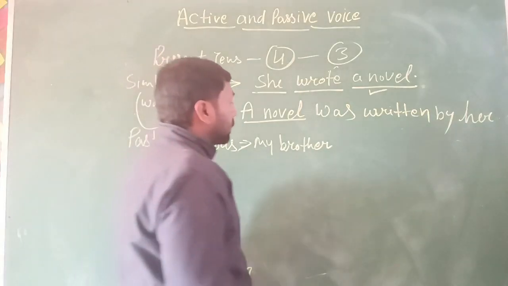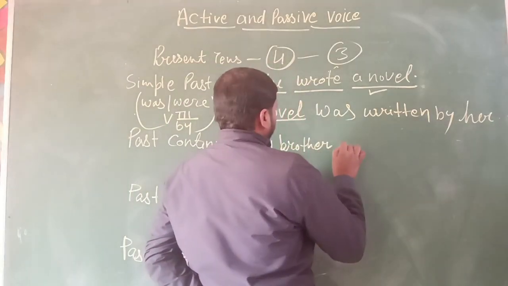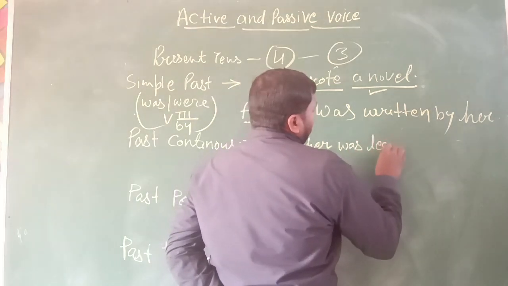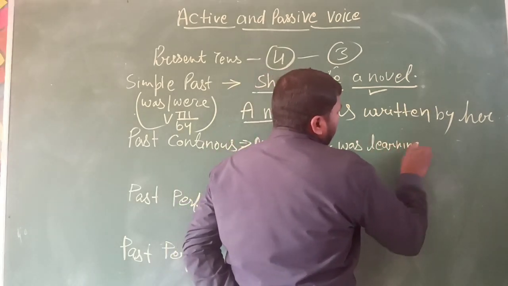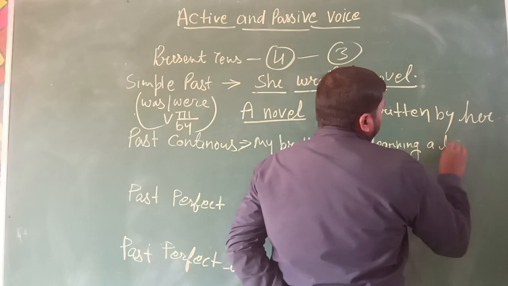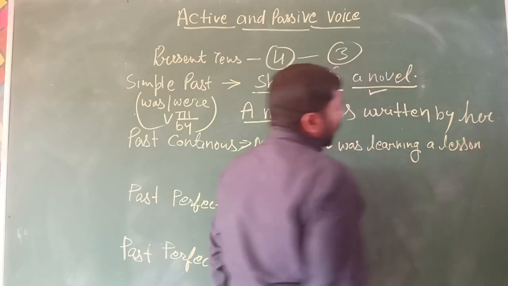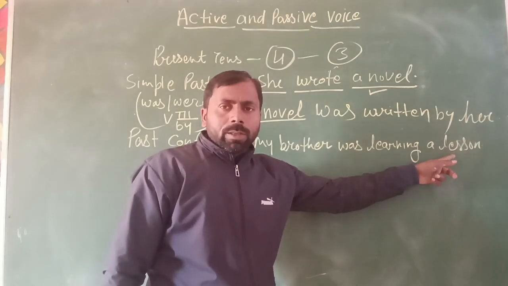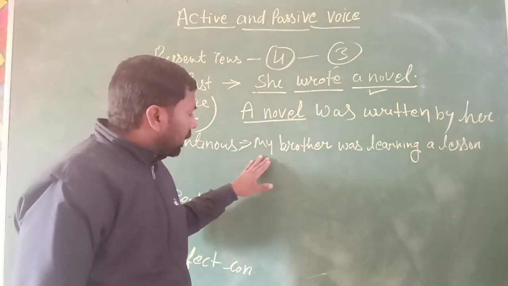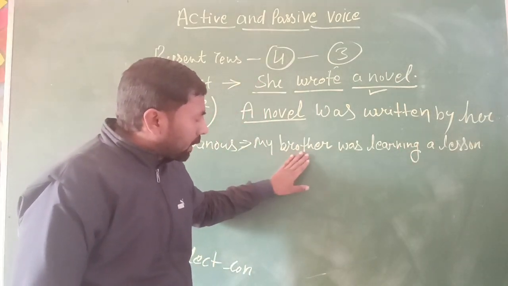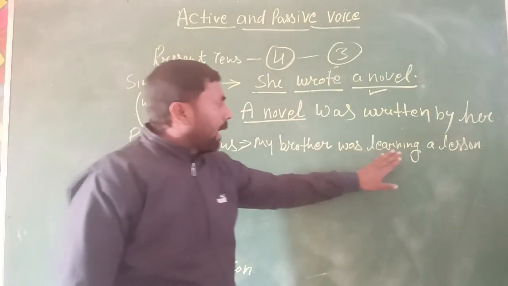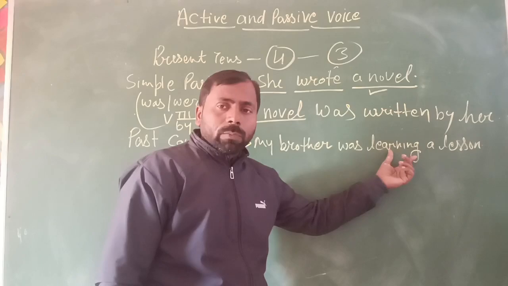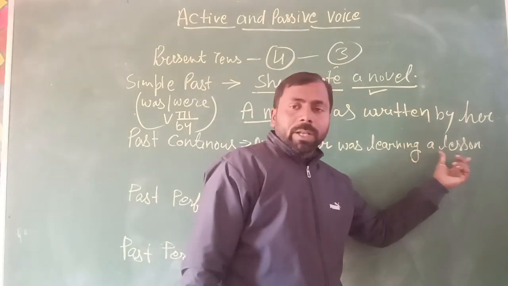Okay, my brother was learning a lesson. In this sentence, you can see here, my brother is the subject, was is a helping verb, and learning is a main verb with the ing form. And here the object is a lesson.